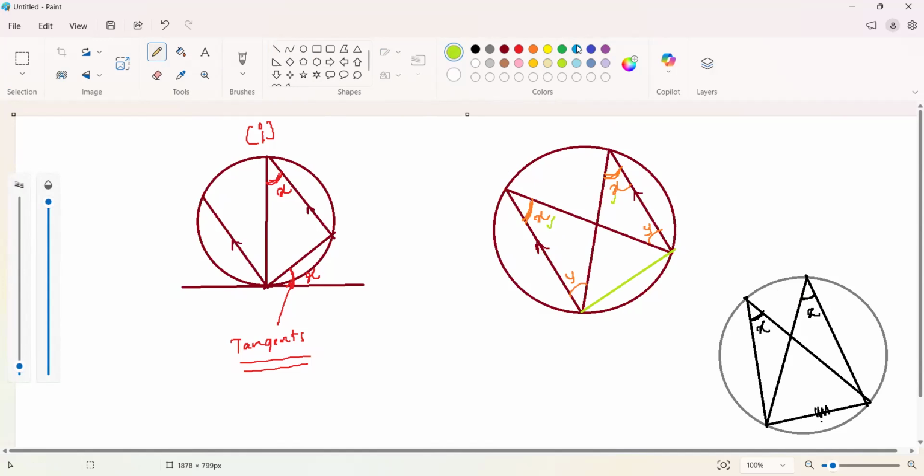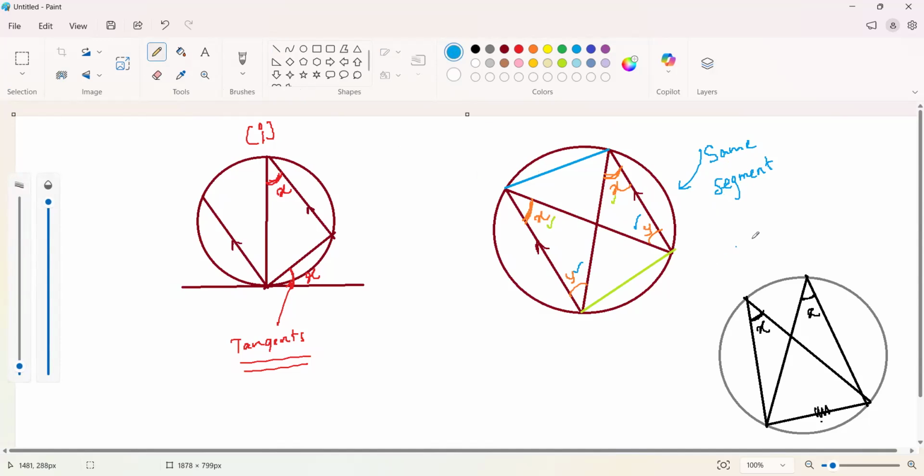Clear? That's the reason the same segment angles are equal. Imagine like here that two lines are equal to each other. That's why we are calling this one same segment angle. Actually, they are not having a chord, but we can imagine if they are having a chord.